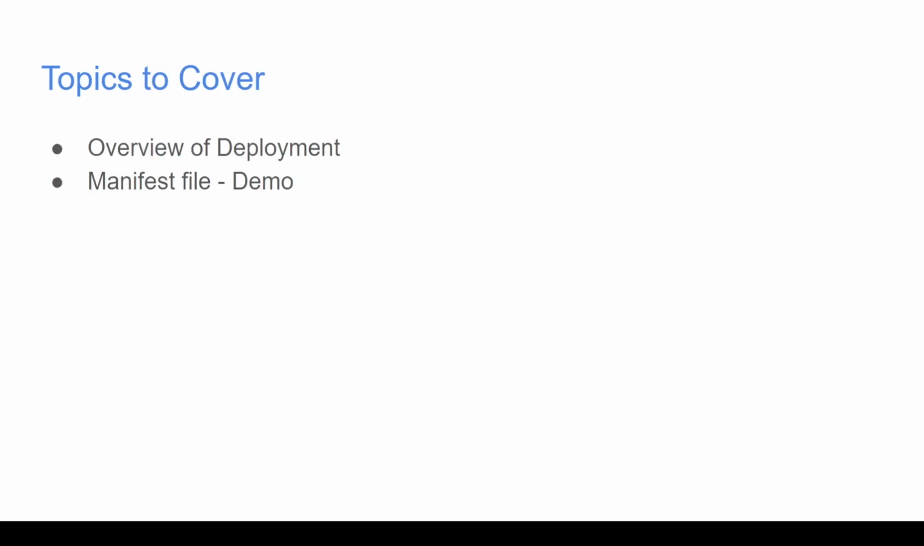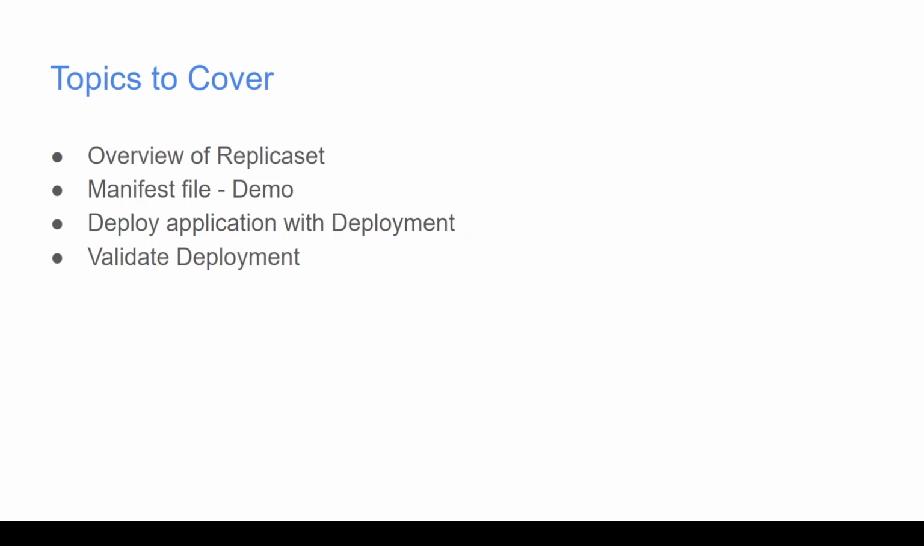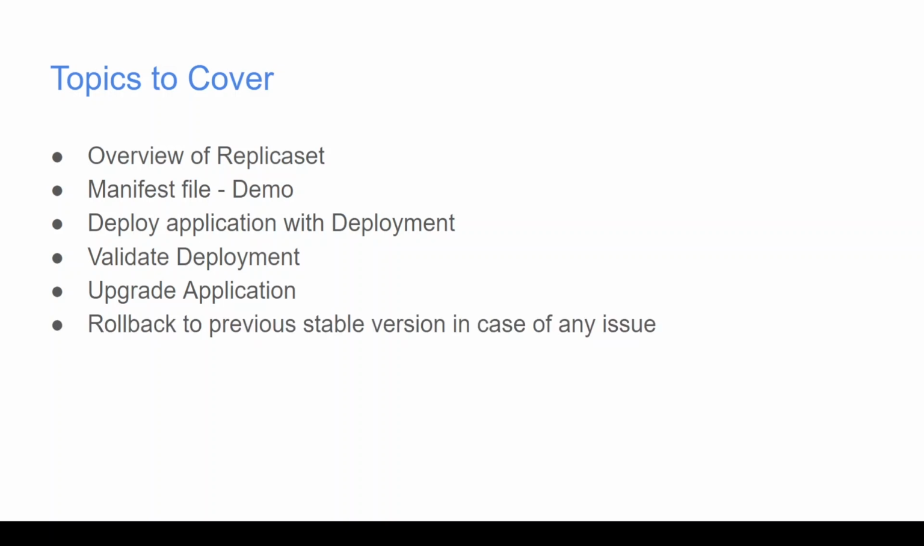So now we will see what we will cover here. I request you to please watch this video till the last so that you can understand this deployment. First we will see an overview of deployment. Second, we will see the manifest file. Third, we will deploy our application with the deployment, and then we will validate the deployment. After that, we will upgrade our application and roll back to the previous stable version in case of any issue.